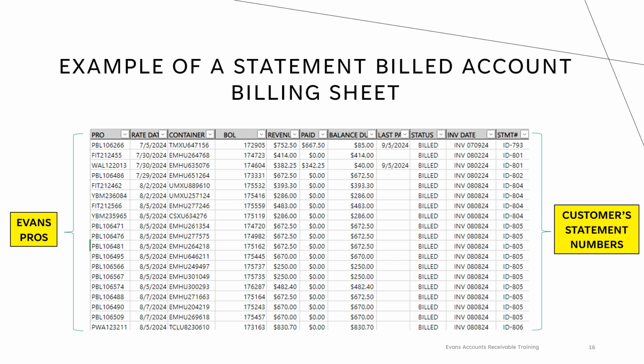It's always best to keep in mind, if you are reaching out to the customer for payment status on a pro, to reference the statement that pro is billed under. So in this case, if we wanted to find out payment status on FIT 212462, we would reference ID-804 when reaching out to the customer. That way they could quickly find and provide the information that we need.